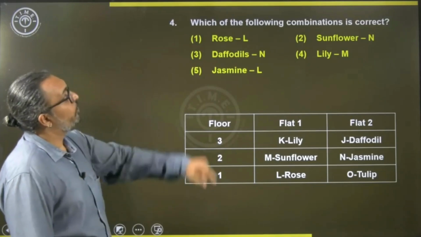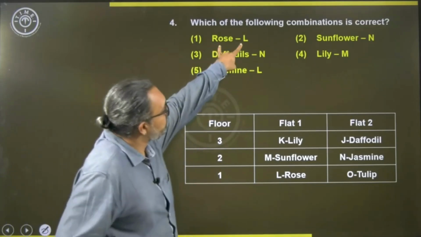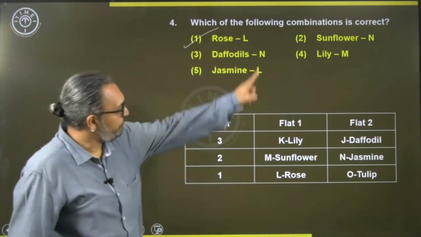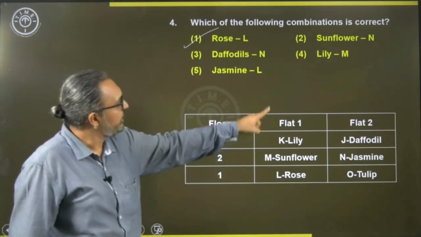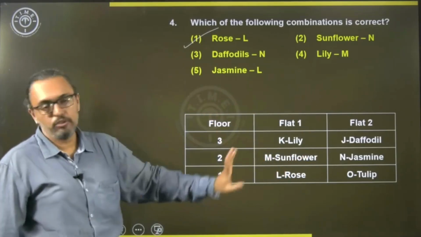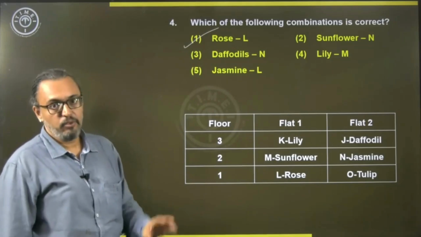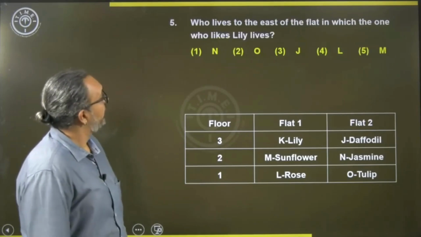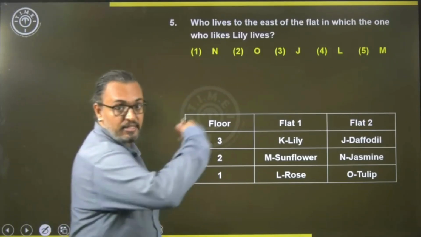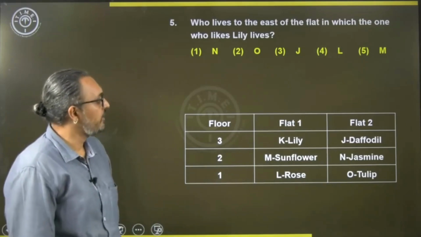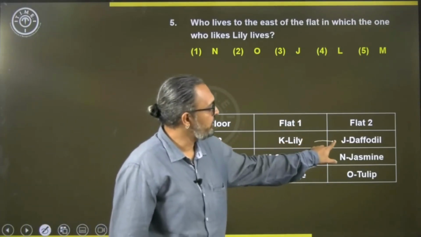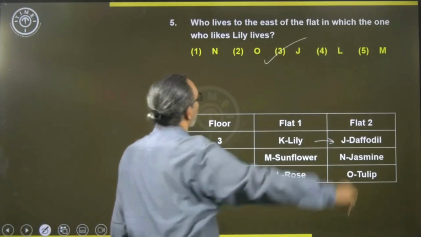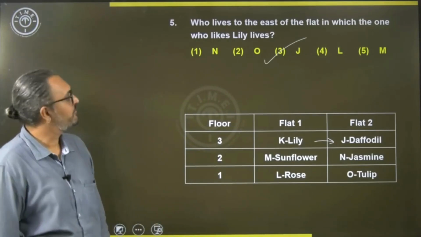Then which of the following combinations is correct? So Rose and L. Yeah, that is the combination we have which is correct. Sunflower N, no. Daffodils N, no. Lily M, no. Jasmine L, no. So Rose and L is the only correct combination we have. Choice 1. Then who lives to the east of the flat? East means right side of the flat in which the one who likes Lily lives. So east of Lily, who is there? J. Daffodils. So J is available in the third option.